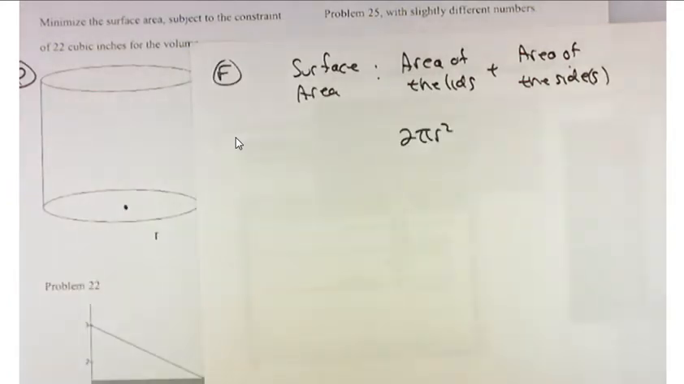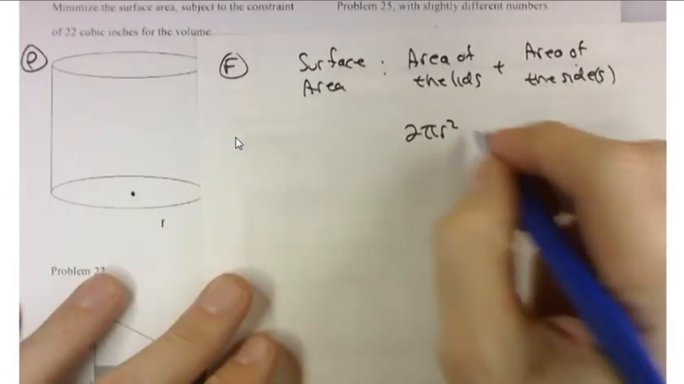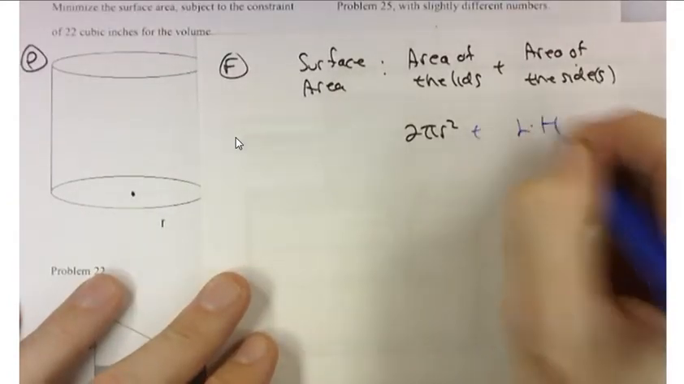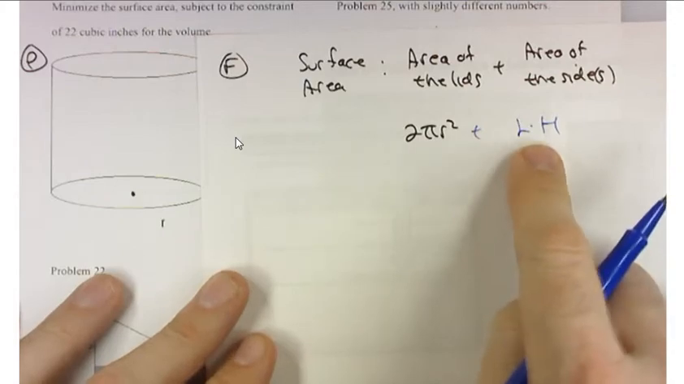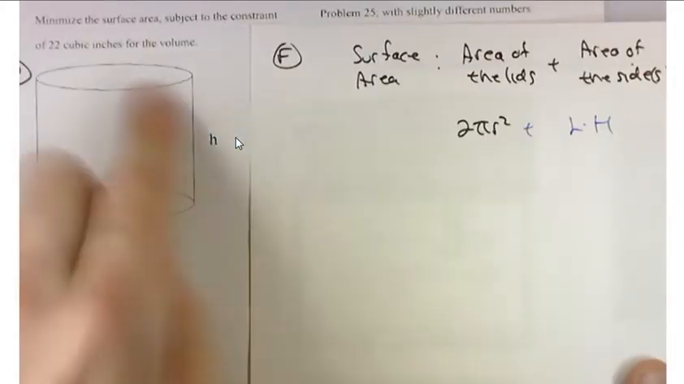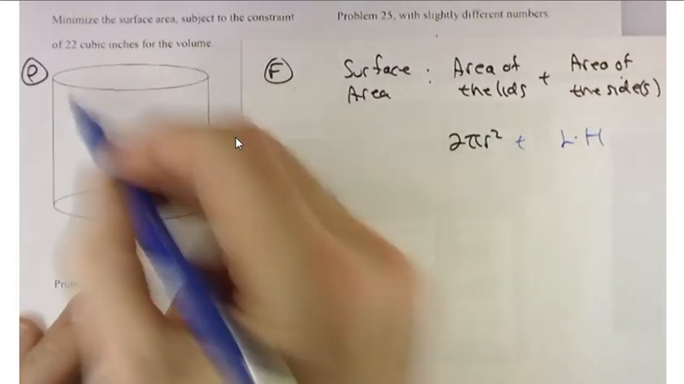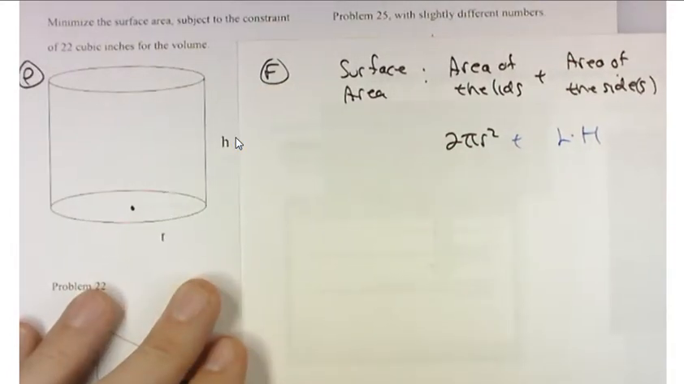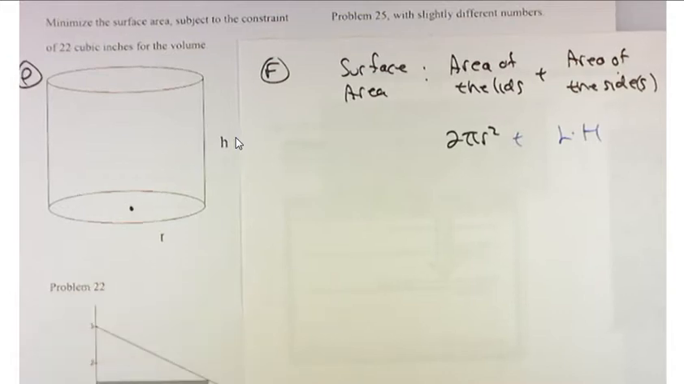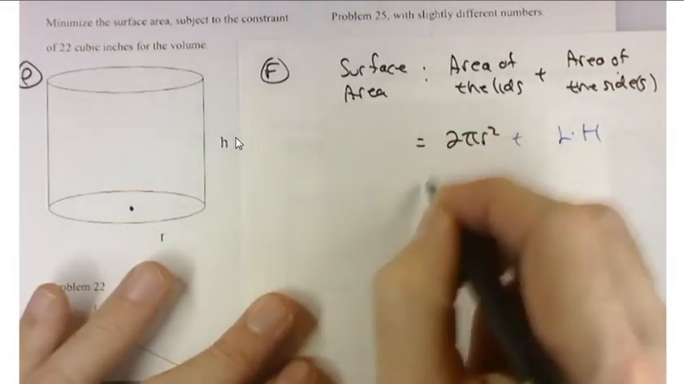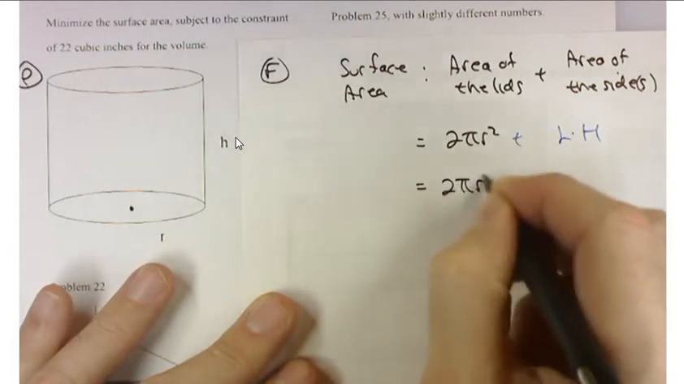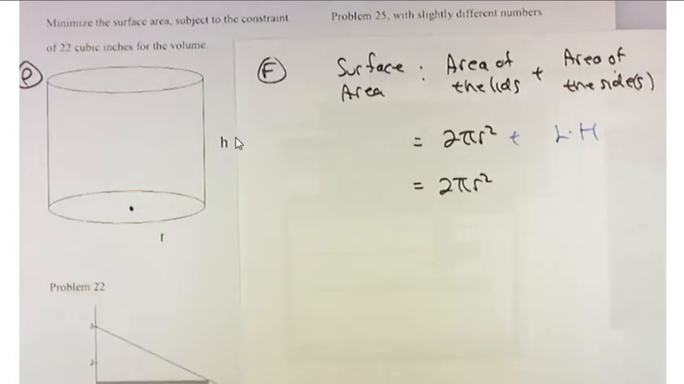So how do you find the area of a rectangle? Length times height. So it's going to be length times height. Now we already know the height here. The height is h, but the length is really going to come from the circumference of the can. So how do you find the circumference of a circle? I'll show you a little trick here. It's kind of cool.